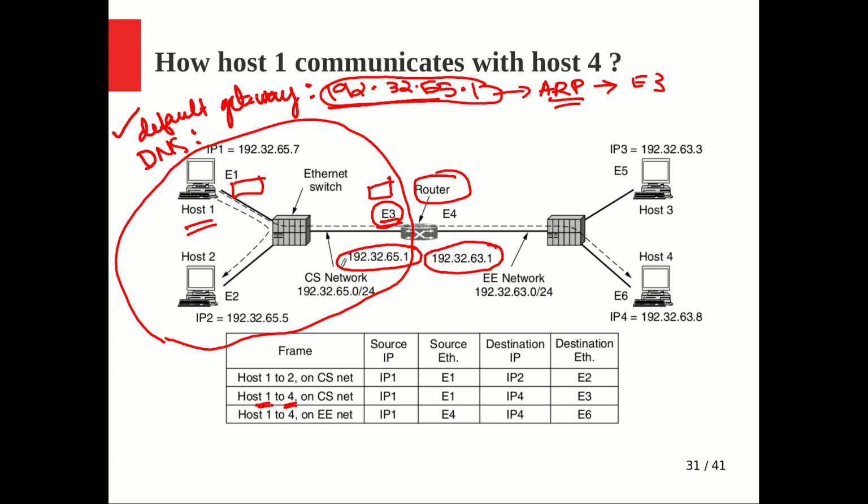So if you look at the CS network part, the source IP is IP1, and the destination IP is IP4, ultimately this one, right? But if you look at the source Ethernet, that is E1, for the first level the destination MAC address is found to be E3. So the first step of communication is from E1 to E3.